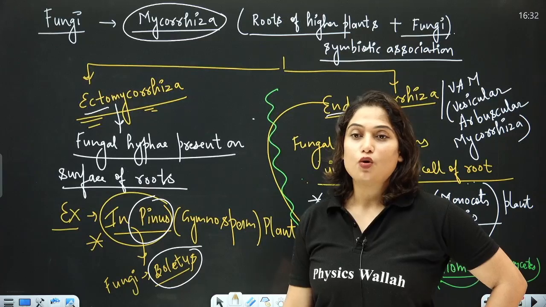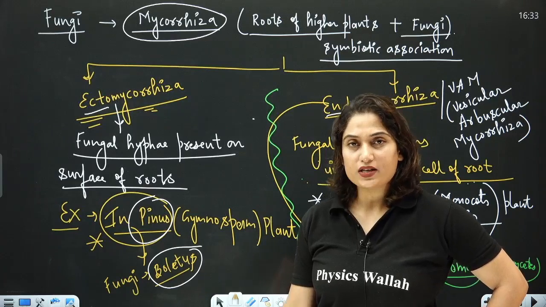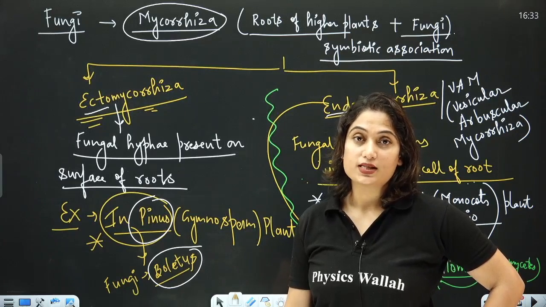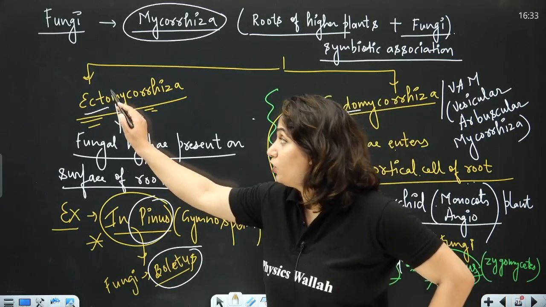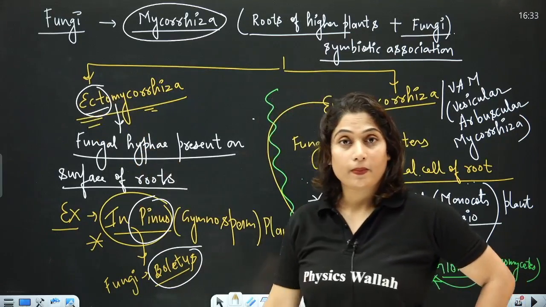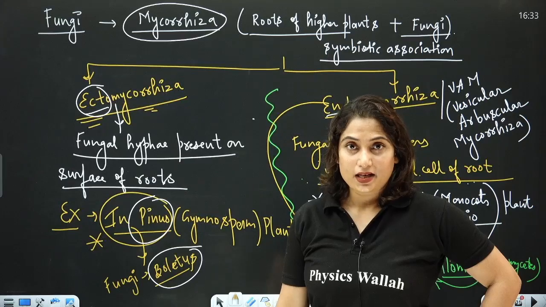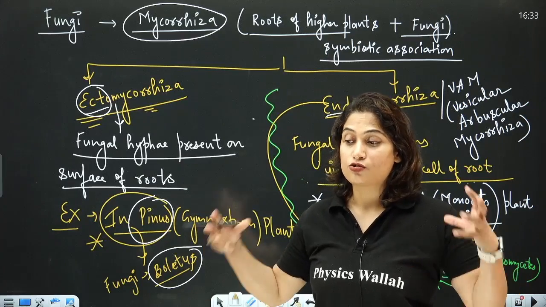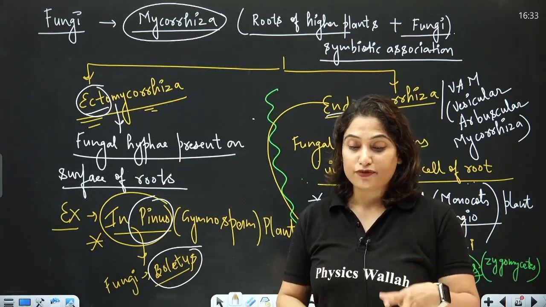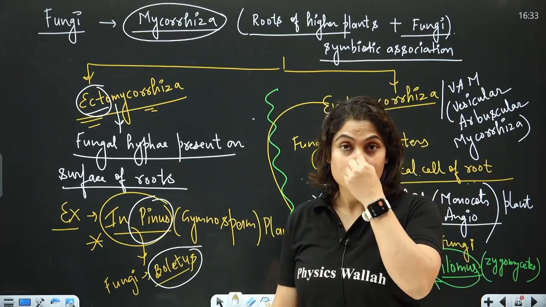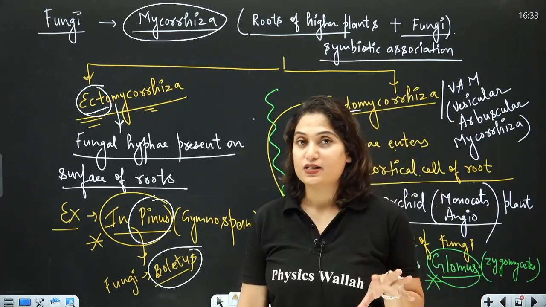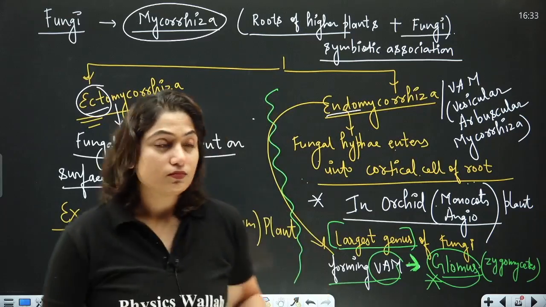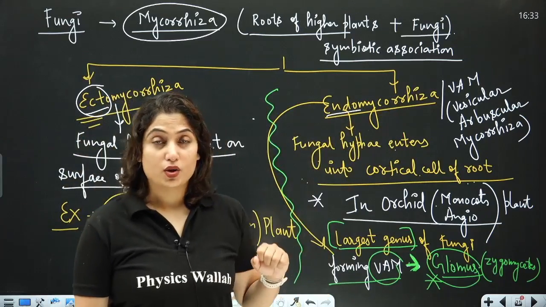So this question often comes. What is found in Pinus? You will say ectomycorrhiza, ecto. And this association is so obligate that if Boletus is not present in the soil, then the seed of Pinus will not germinate. Then comes endomycorrhiza.